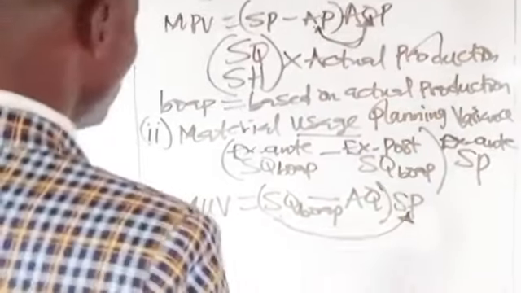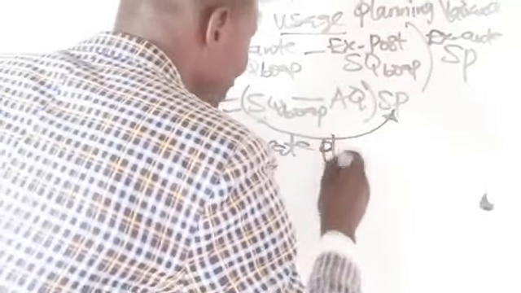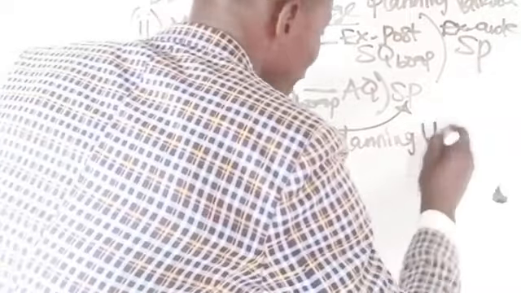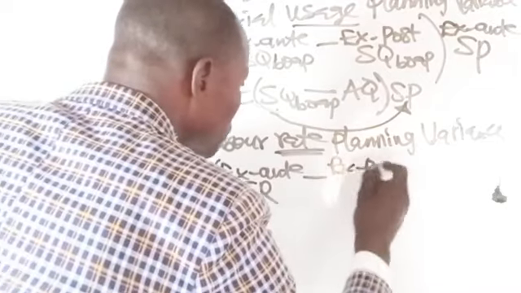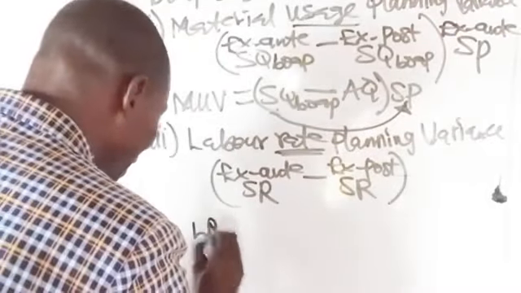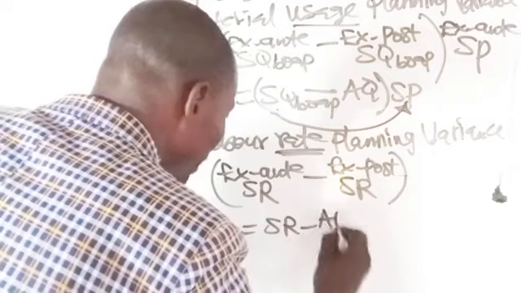I also want to talk about the labor rate planning variance. Number 3, labor rate planning variance. If planning variance is ex ante minus ex post, and you want to find the variance in rate, therefore you have ex ante standard rate minus ex post standard rate. Now, the labor rate variance formula is standard rate minus actual rate multiplied by actual hours paid for.